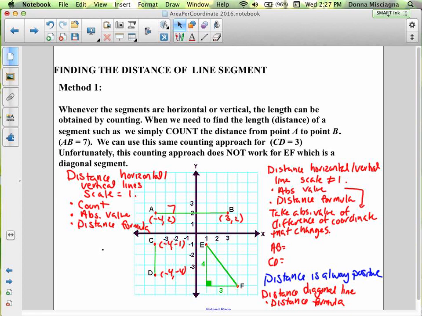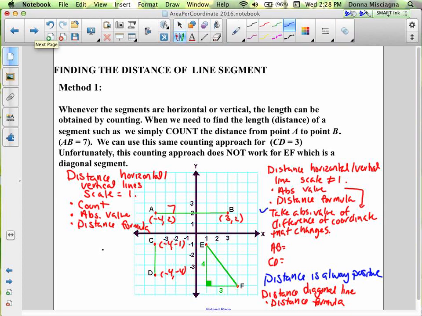Now we can use the distance formula for horizontal and vertical lines. It's just we don't have to. So if your scale is 1, you have 3 different methods, and they're all fine. If your scale is not 1 for a horizontal or vertical line, I would use either absolute value or distance formula. For absolute value, and it's in right here, and here's the steps.